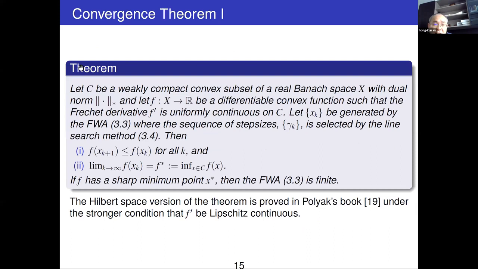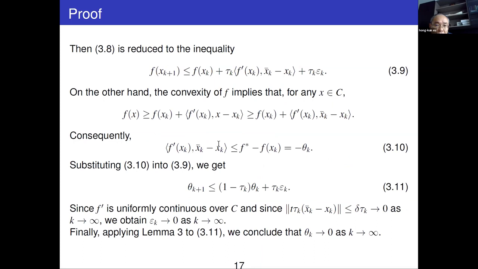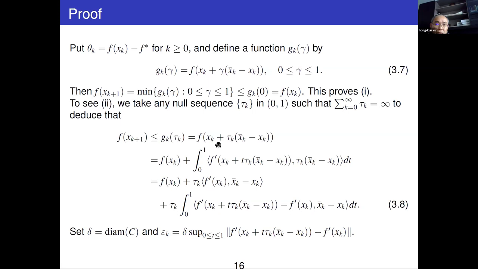Okay, theta k is the difference between f of x k and f star. So it's always non-empty and non-negative. And then, what is epsilon k? Epsilon k is down here. This is epsilon k: the supremum over zero and one of the norm of the difference of the two derivatives on the segment joining xk to xk bar.